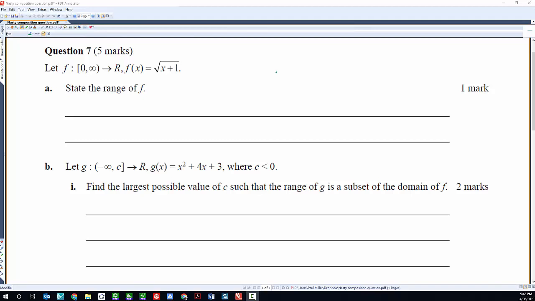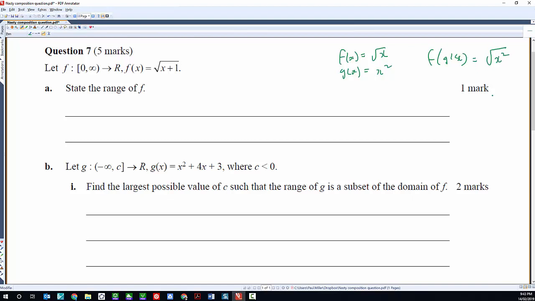I want to talk quickly about function composition before we get stuck into question 7 from the 2017 exam 1. Say we've got a function, so let's say f of x equals root x and g of x equals x squared. So the function composition we want to make is f of g of x. So what we're going to do is put x squared in for x in this function, and that'll give us the square root of x squared.